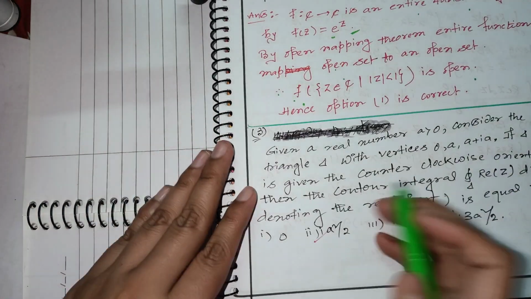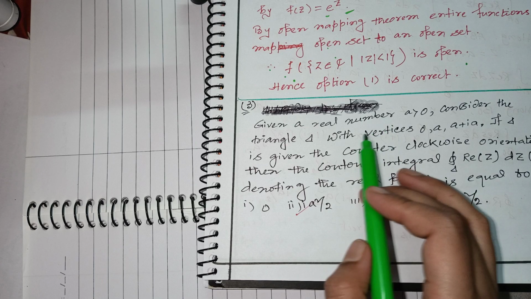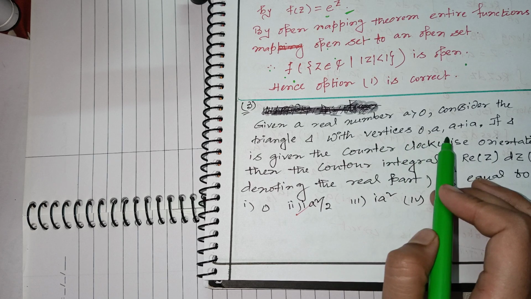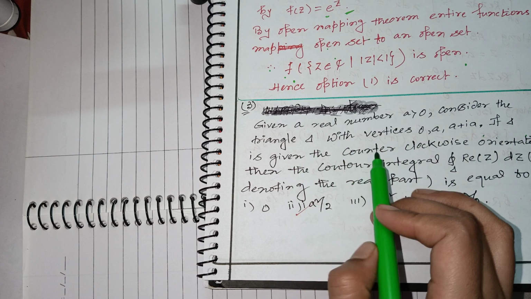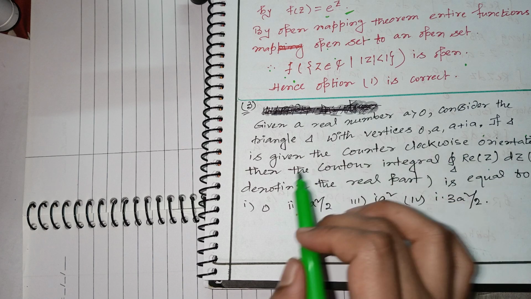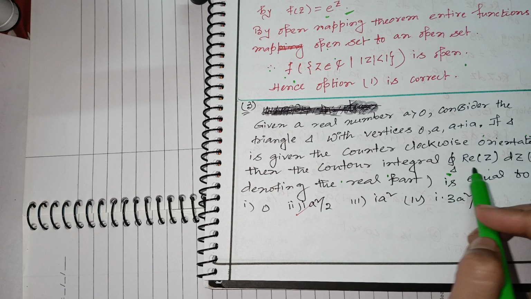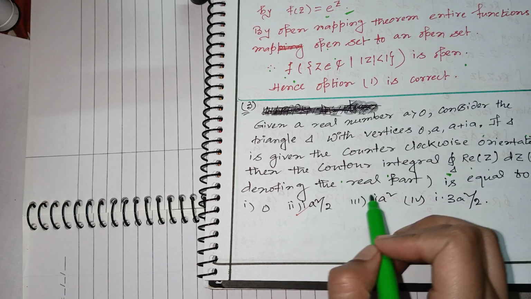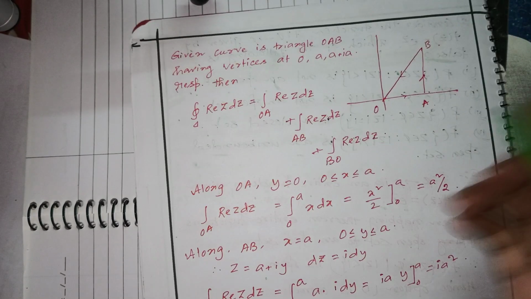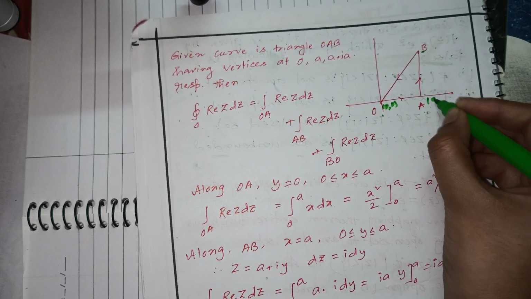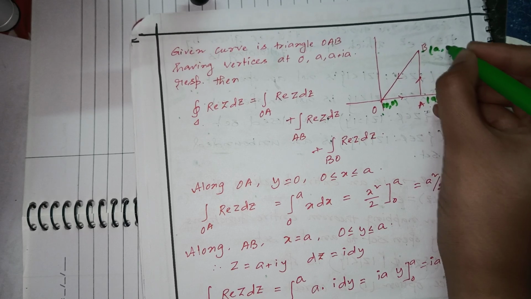Okay. Third question, given a real number a greater than 0, consider the triangle delta with vertices 0, a, and a plus ib. If delta is counterclockwise oriented, then the contour integral over delta of real part of z dz is equal to which one is correct? So first we draw a triangle and the points are 0, a, and b. Here is a comma 0 and this is a comma a.